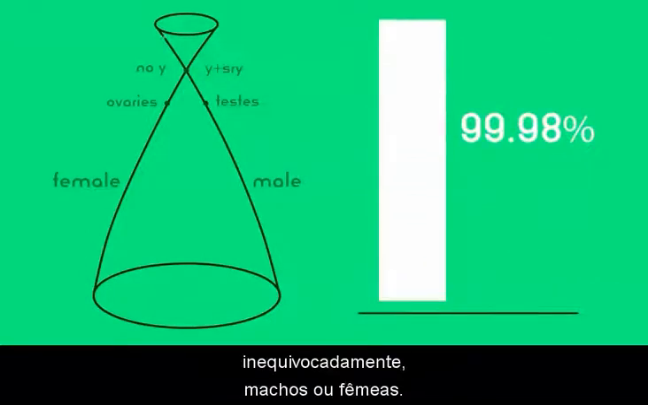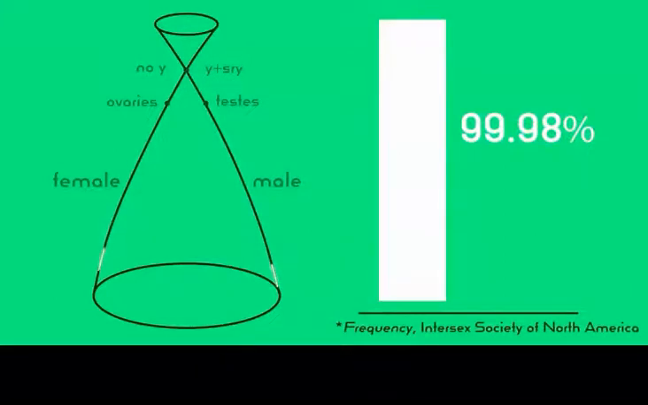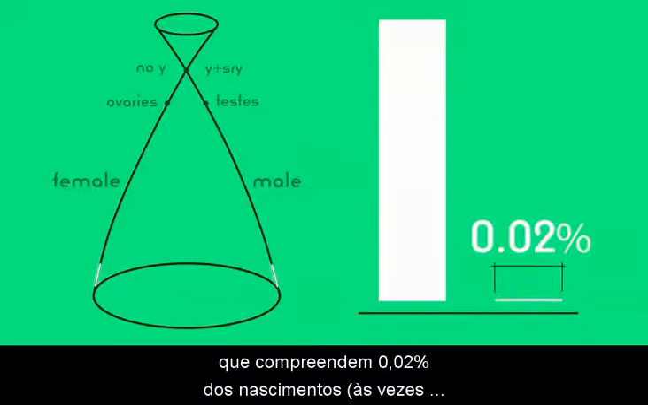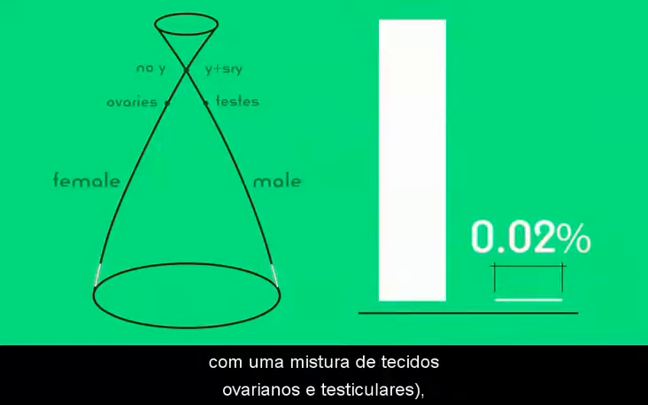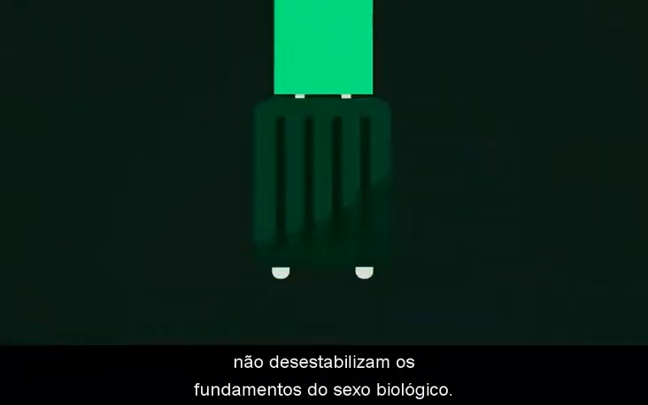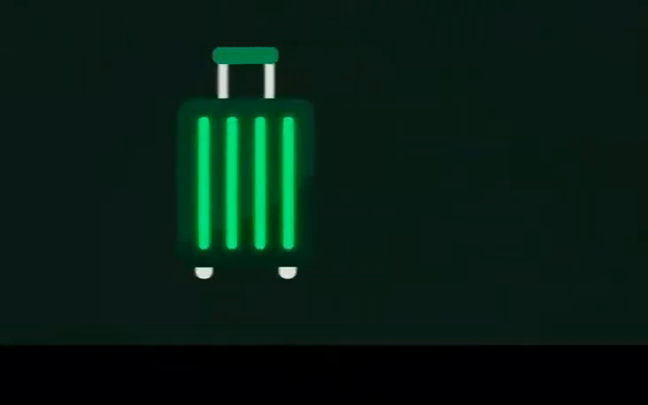99.98% of births are unambiguously male or female. Classical intersex conditions, which comprise the remaining 0.02% of births, sometimes with a mix of ovarian and testes tissue, do not destabilize the foundation of biological sex.